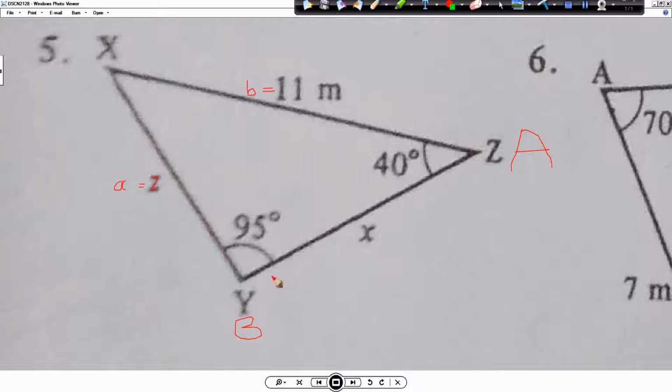Does it matter about the letters, which order? No, it doesn't matter about the letters, which order. So if you want, you can call this one A and that one B. It doesn't matter. The order in which you label the A and the B doesn't make any difference.